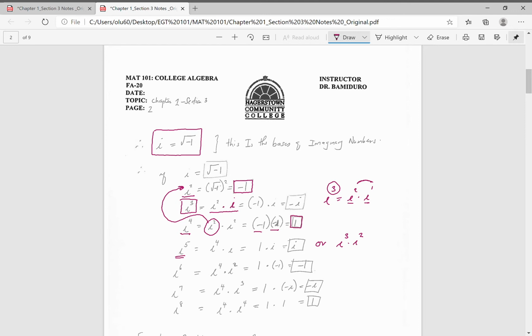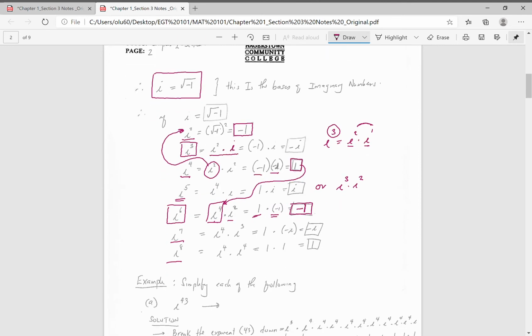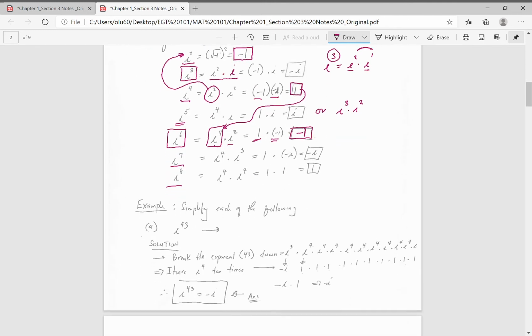Likewise, I to the 6th, you can break it down this way. Since we already know what I to the 4th is, you can just plug that number in, which is a 1. 1 times I squared, which is negative 1. So 1 times negative 1 gives us a negative 1. So you can do that for I to the 7th and I to the 8th and so on and so forth. Okay? So let's take an example.